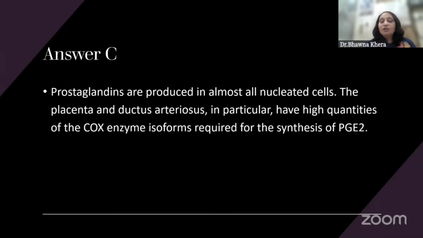Prostaglandin, sorry, it's not the corpus luteum. The corpus luteum produces that, but not to that extent, right? So the placenta is the most important one, placenta and ductus arteriosus.